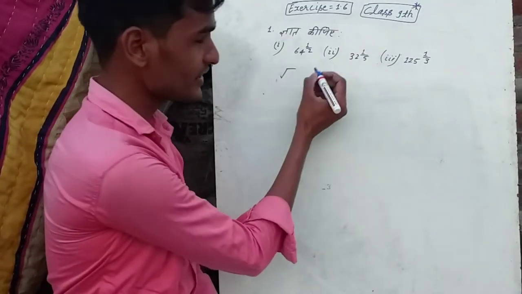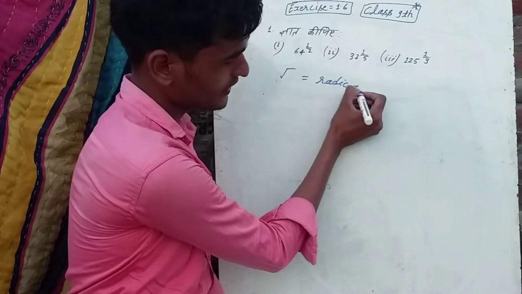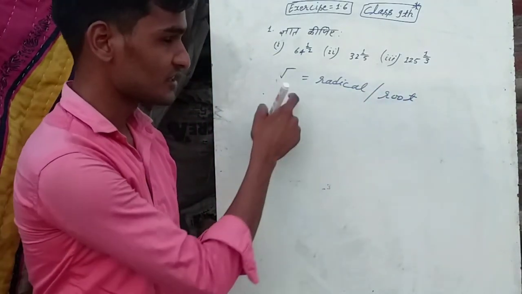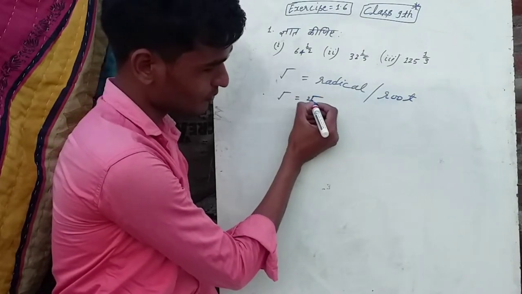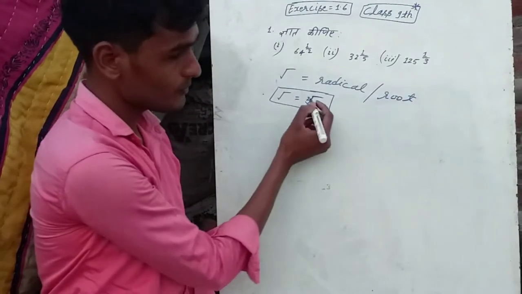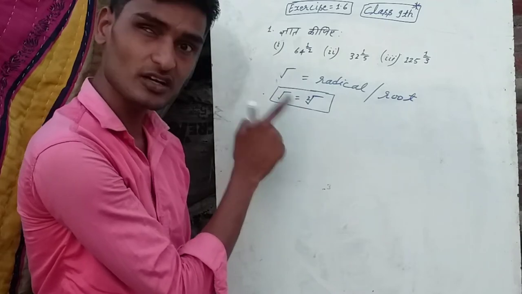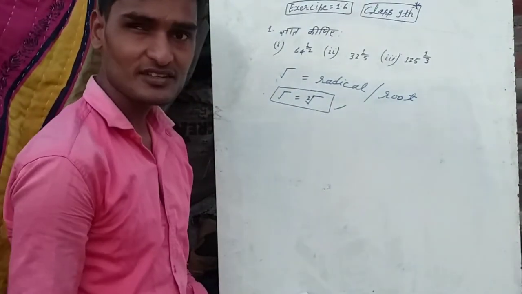What is it? It is the radical sign. Radical or root. Got it? The sign is also written in this form. Always remember, we show two, not two. It is always considered in this form. Got it? And let us start.